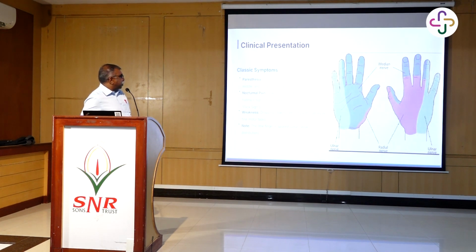Then there is something called as nocturnal pain. Nocturnal pain is typically the patient says the hand has gone off to sleep. That means the hand goes off to sleep. They don't feel the hand at all after some time. When they are sleeping in the night, they wake up, they don't feel their hands. Sometimes they wake up with severe pain in the hand. So that is the nocturnal pain. And as it progresses, there is a weakness of the thenar muscles, because of which they have difficulty in grasping objects, putting buttons and other things. Note that the little finger is spared because it's the ulnar nerve which innervates that.